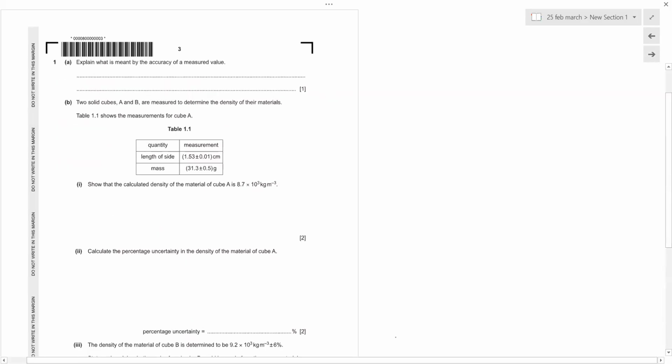Okay. Let's see how much of it we manage to do today, and the plan is to complete it. So question one says, explain what is meant by accuracy of a measured value.